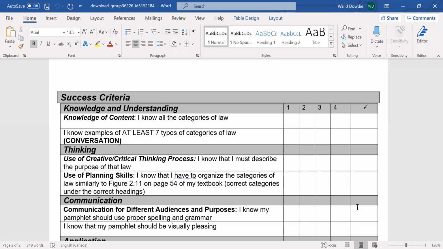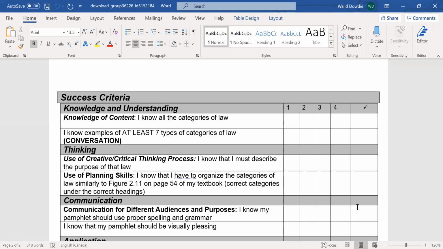Next, thinking. These are the critical thinking processes. I know that I must describe the purpose of that law, which means in your pamphlet, you have to tell me why that law is there. What's the goal of that law? Every law in this category is designed for a purpose. It's not just some random law someone created. There's a role for it to play in the overall scheme of our legal system.